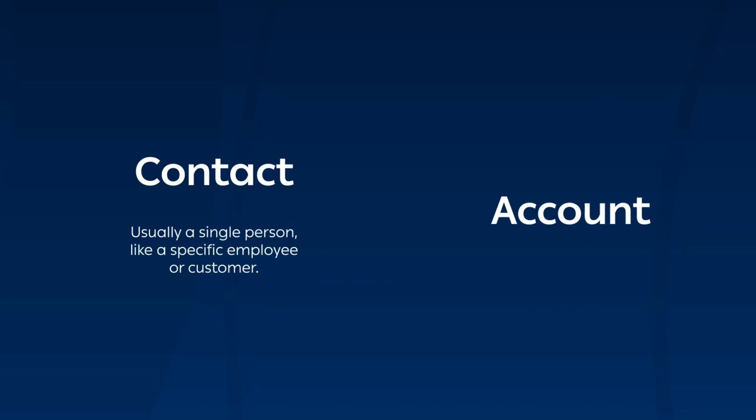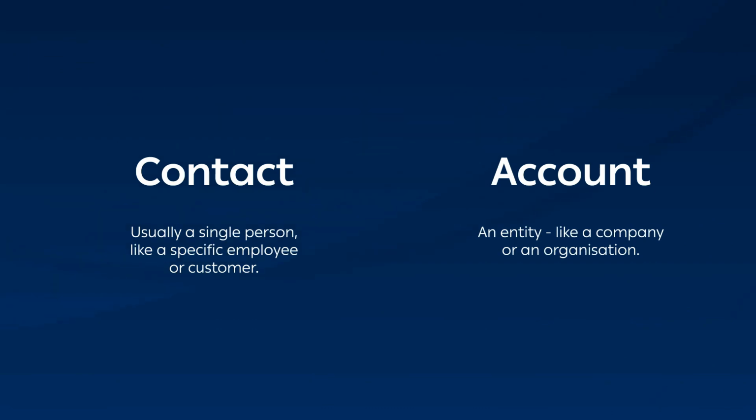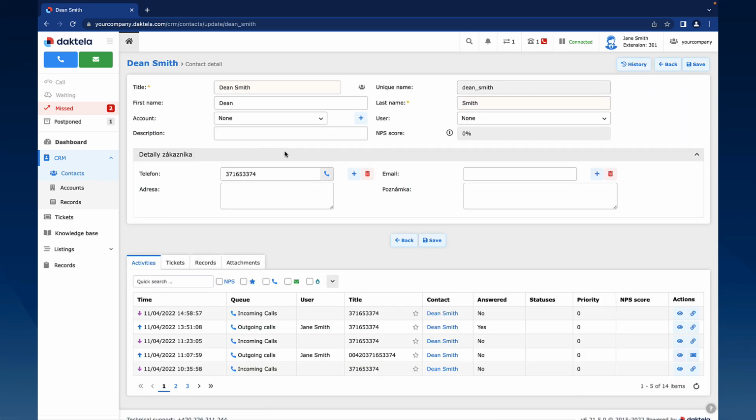The difference between a contact and an account is that a contact is usually a single person, like a specific employee or customer, whereas an account is an entity, like a company or an organization. Find the contact or account you would like to call and open the details by clicking their name. Click the phone icon next to the phone number and your call will start.